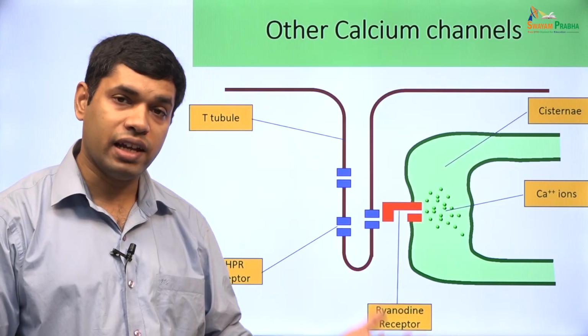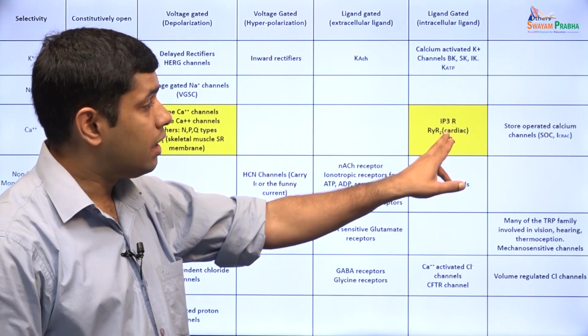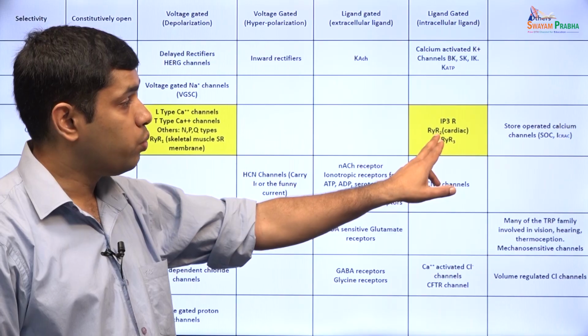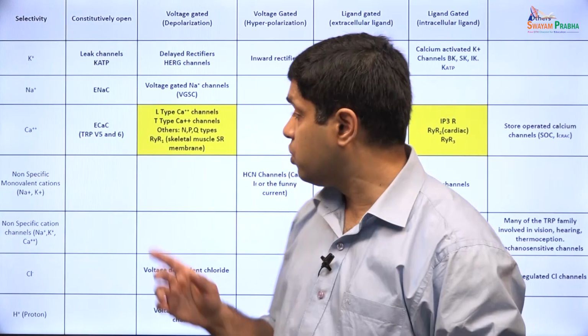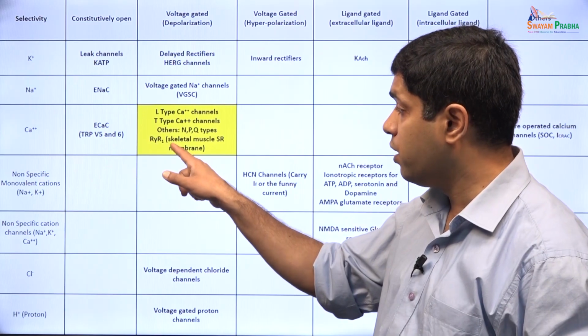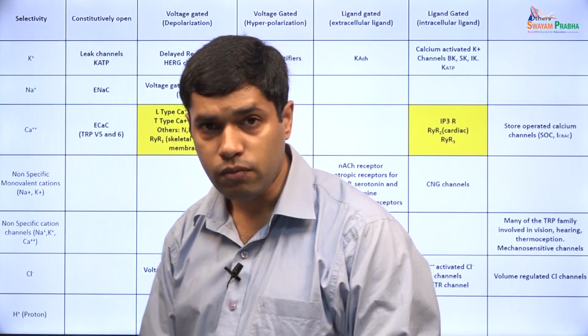So when we look at how we've classified the ryanodine receptor, these are calcium channels. You have ligand gated variants which are there in the cardiac muscle, and you also have voltage induced variants, which is RYR1, which is there in the skeletal muscle sarcoplasmic reticular membrane.